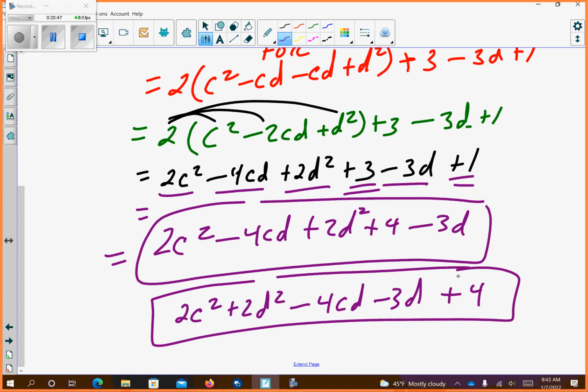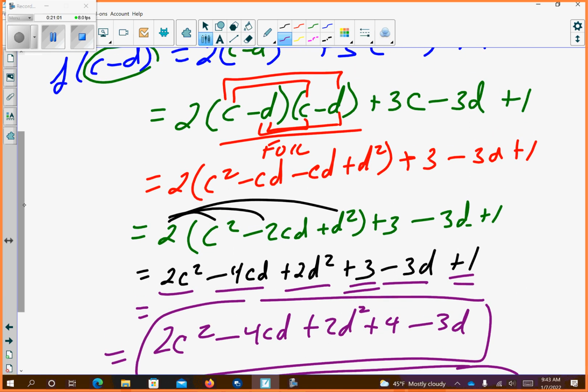What happened to the 3C though? 3C minus 3D. You just forgot to put it on the red line. Instead of +4, it's just +1. So if you scroll up to your red line, then the line before that. Oh, I forgot. Oh, there's 3C.